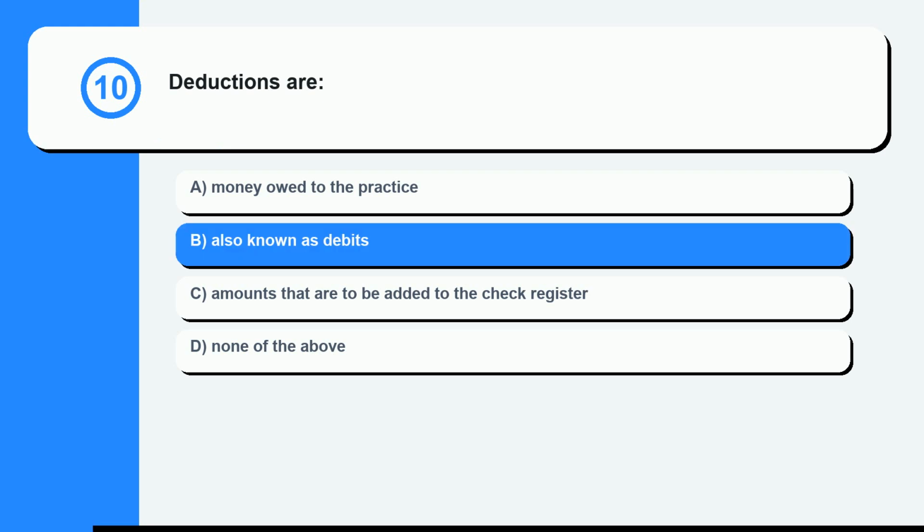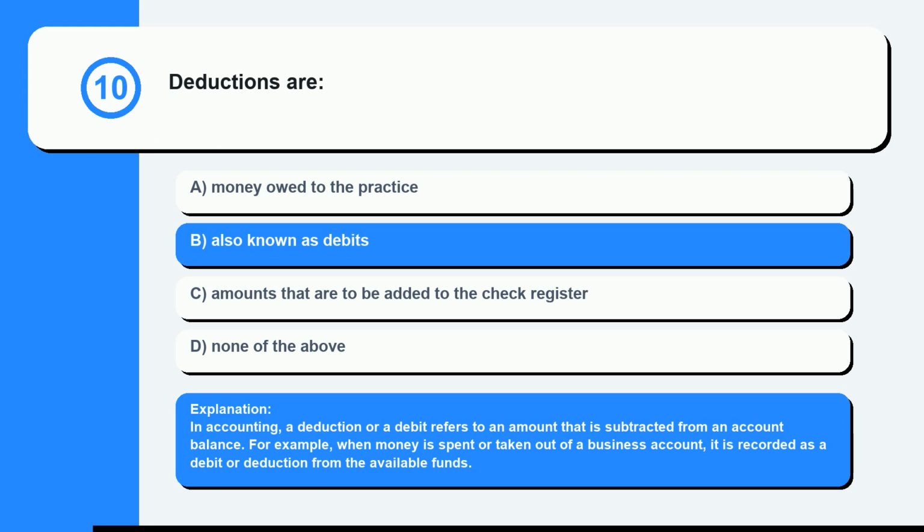Question 10. Deductions are A, money owed to the practice. B, also known as debits. C, amounts that are to be added to the check register. Or D, none of the above. The correct answer is B, also known as debits.